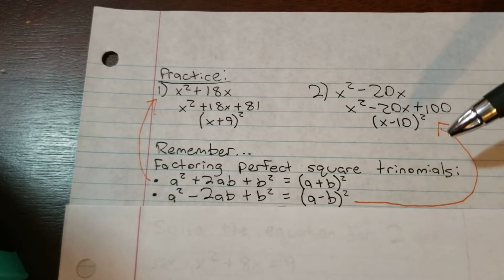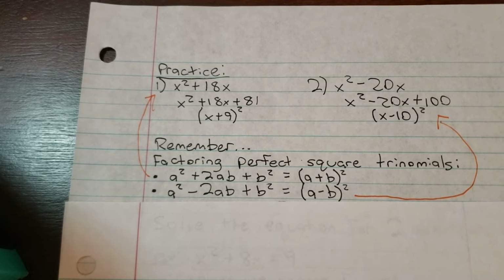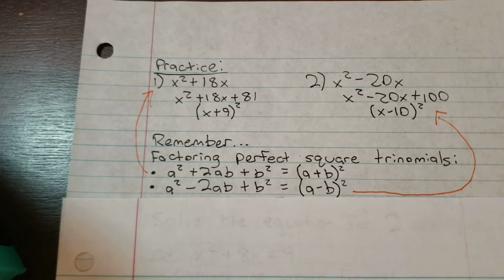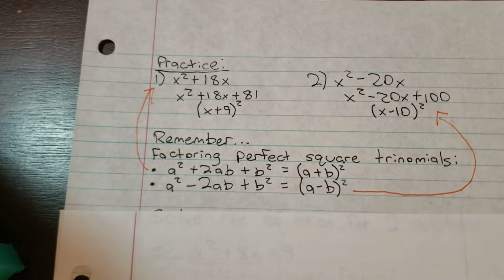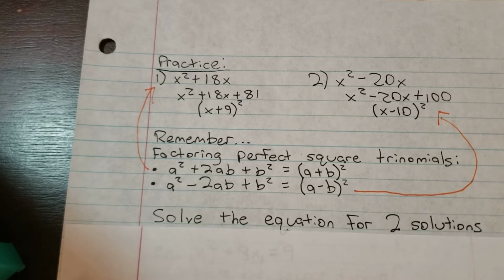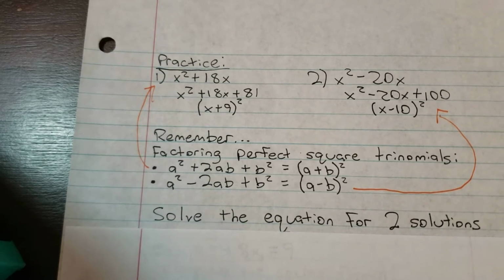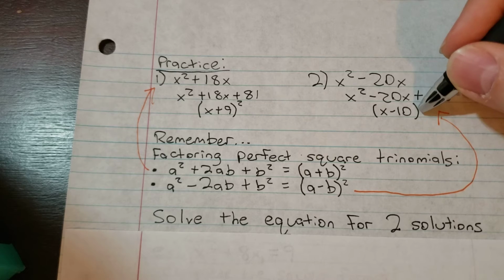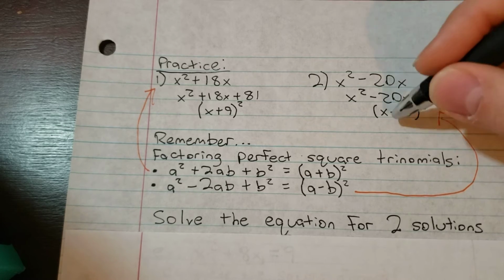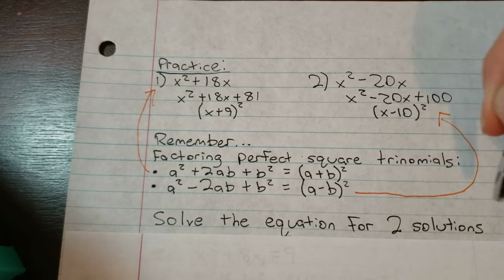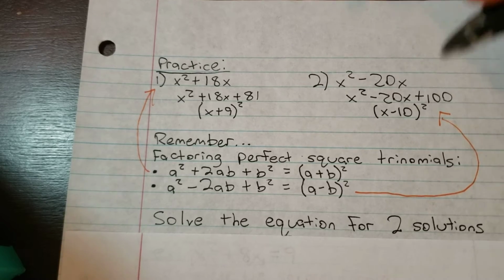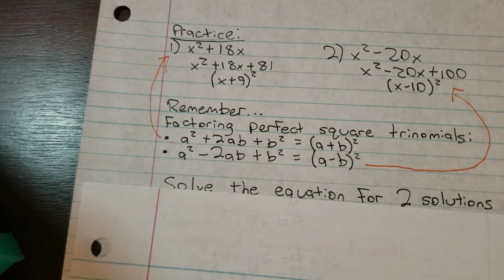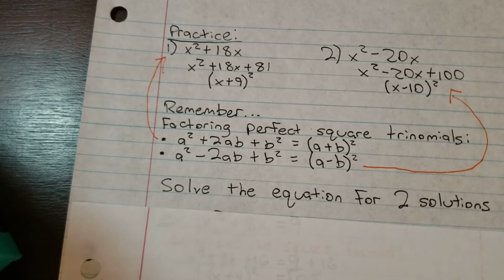Here's the pattern for these perfect square trinomials. I'll let you pause it. All right. Now, sometimes we could set this equal to 0. That's going to be where our parabola crosses the x-axis. But sometimes we need to do a little bit of math magic in order to get there.